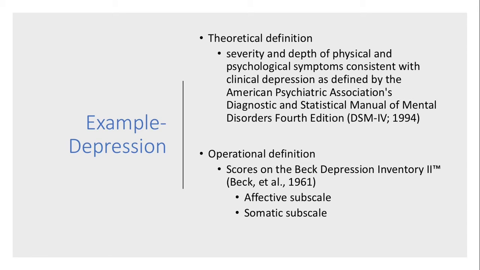So here's an example for depression. A theoretical or conceptual definition would be the severity and depth of physical and psychological symptoms consistent with clinical depression as defined by the APA's DSM-4, and this was 1994. I think there's a more recent version out now. The operational definition of this would be scores on the Beck Depression Inventory 2. And even this particular instrument has an affective and a somatic subscale.